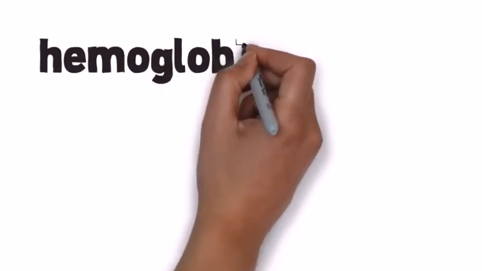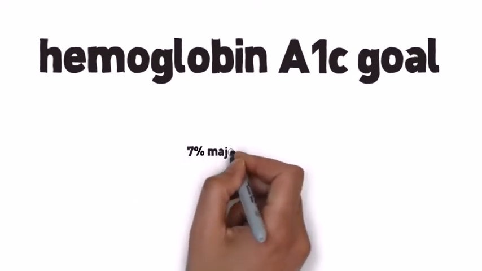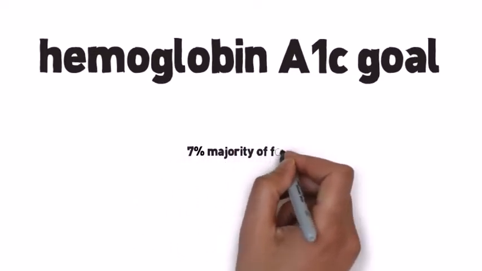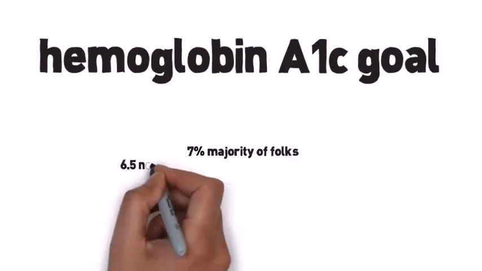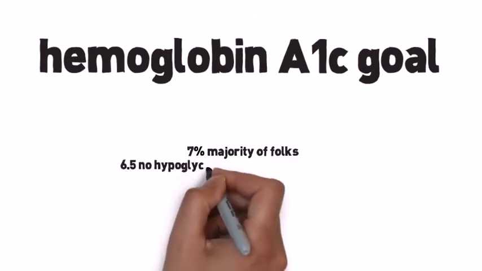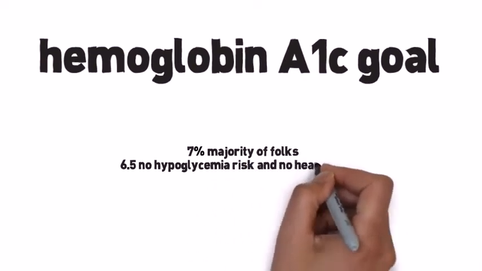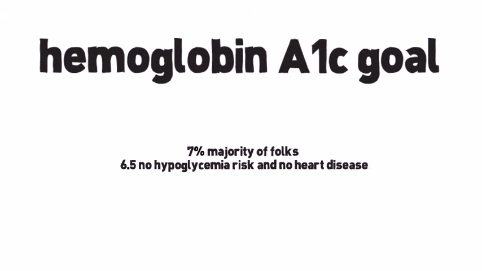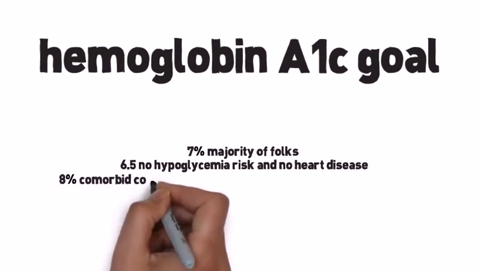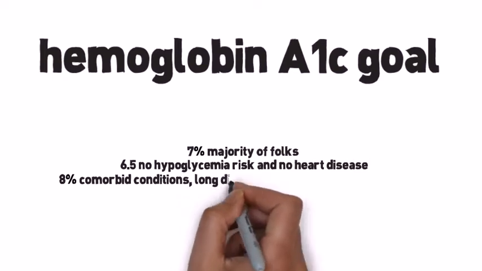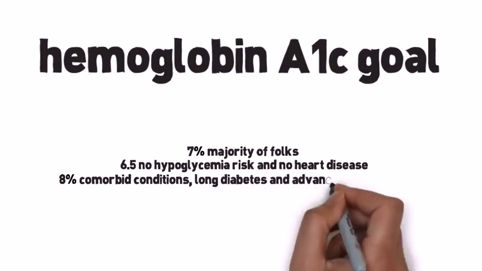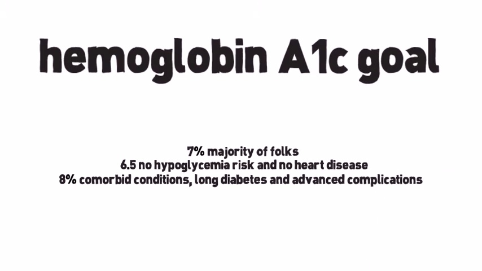The hemoglobin A1C goal can be less than 6.5%, less than 7%, or even less than 8% depending on which type of patient you're talking about. The majority of folks can have a goal less than 7%. A goal of less than 6.5% is for select individuals who are not at risk for having hypoglycemia and do not have significant heart disease. A goal of less than 8% is for patients with significant comorbid conditions, long-standing diabetes, and advanced complications of diabetes.